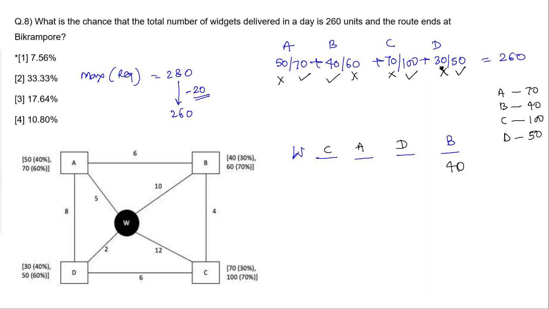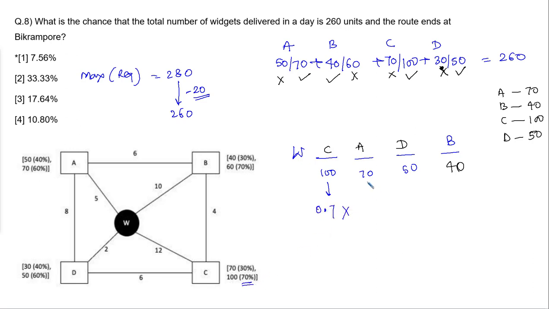So what is the probability of this sequence? That you need to find. Let's have a look at it. The requirement at C is 100, the requirement at A is 70, the requirement at D is 50. What is the probability that the demand at C is 100? That is 70%, that is 0.7.